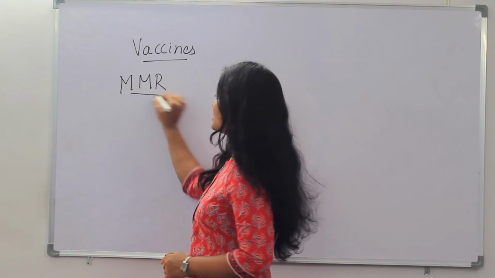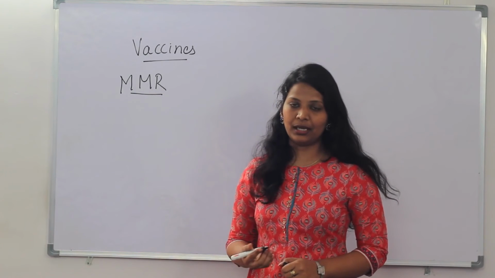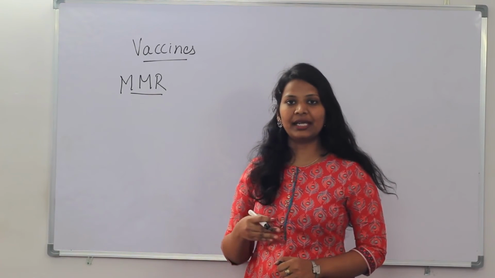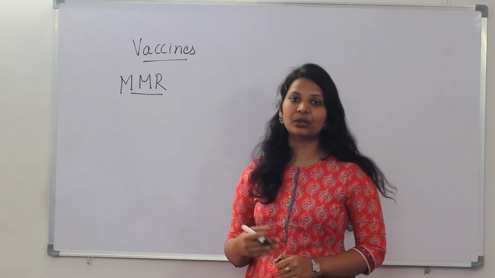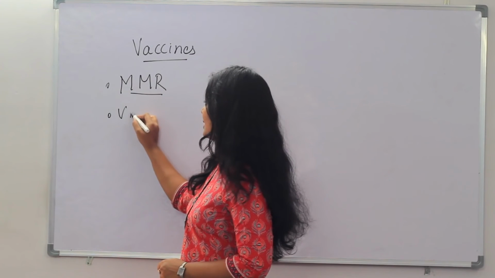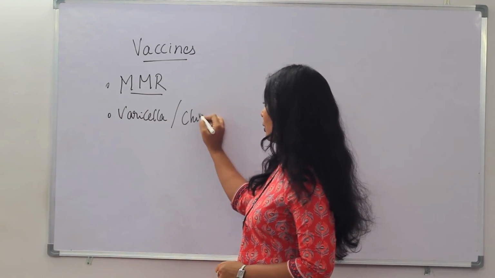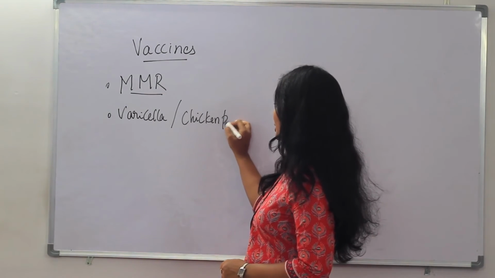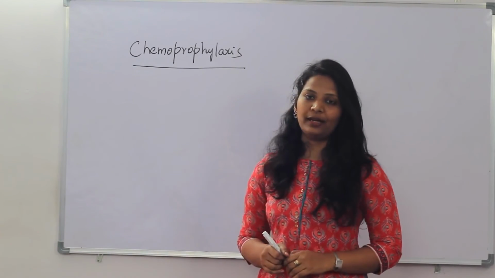MMR. This is a vaccine given against mumps, measles and rubella. The children who are potential to develop mumps, measles and rubella also have the potential to develop meningitis. And the other vaccine is the varicella vaccine, also called the chickenpox or shingles vaccine. Now let's see chemoprophylaxis.